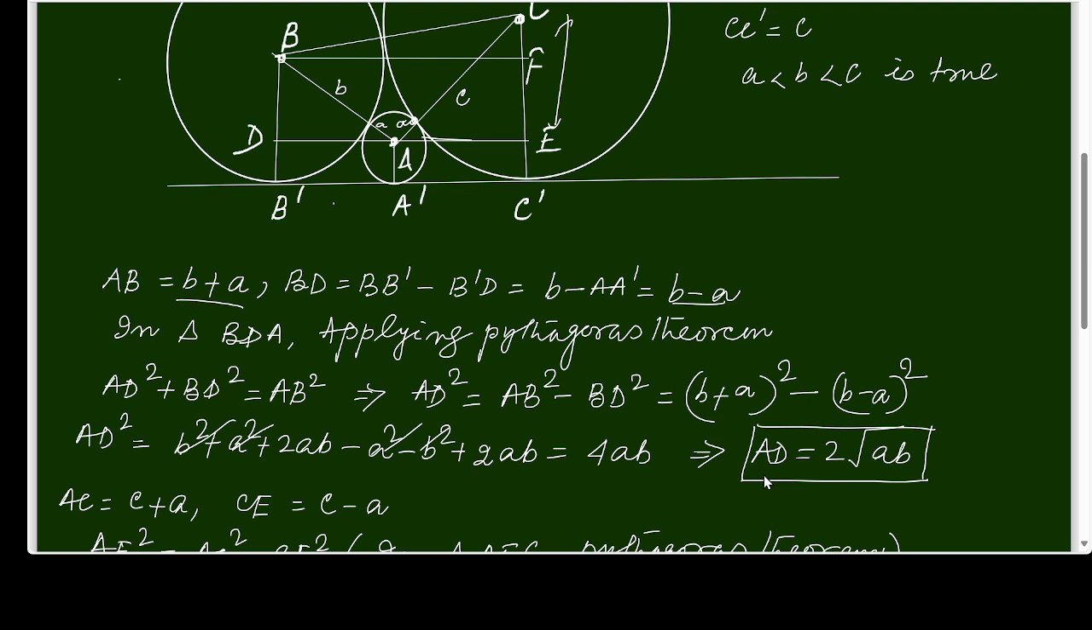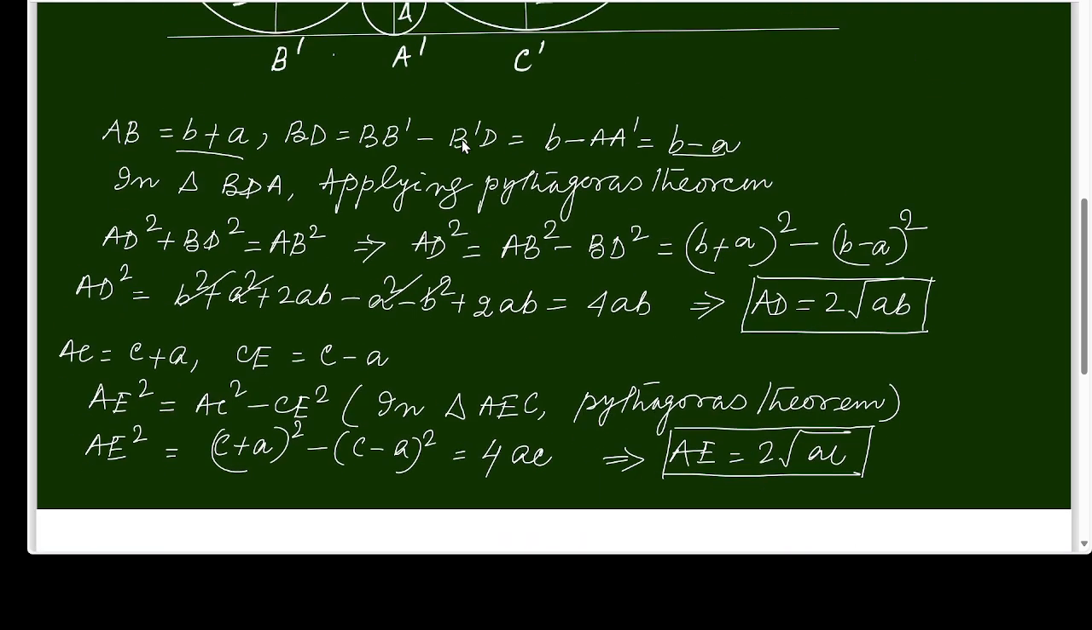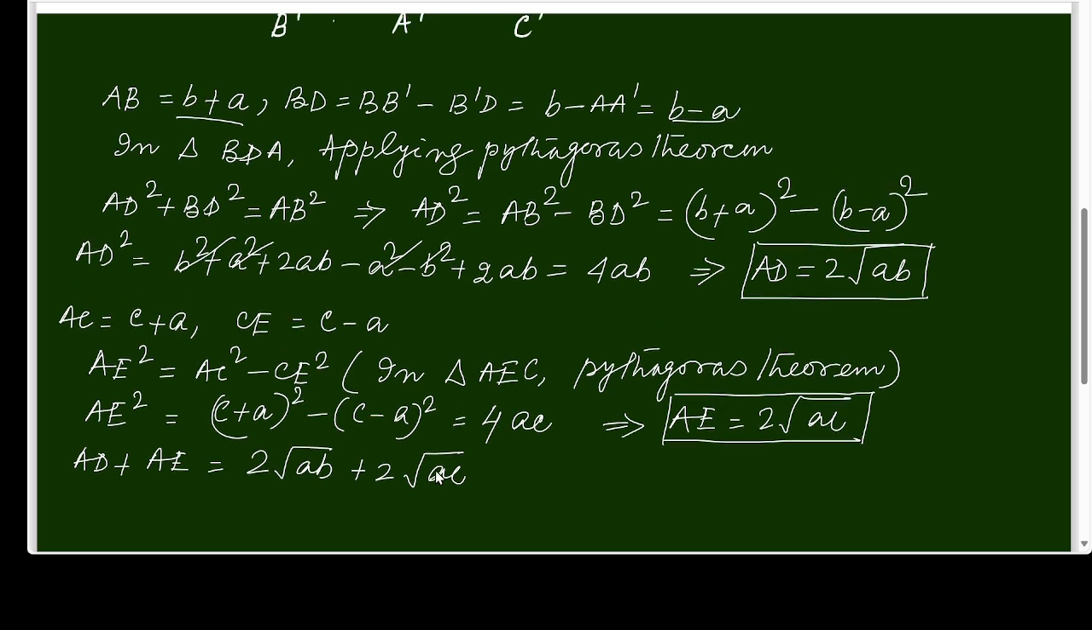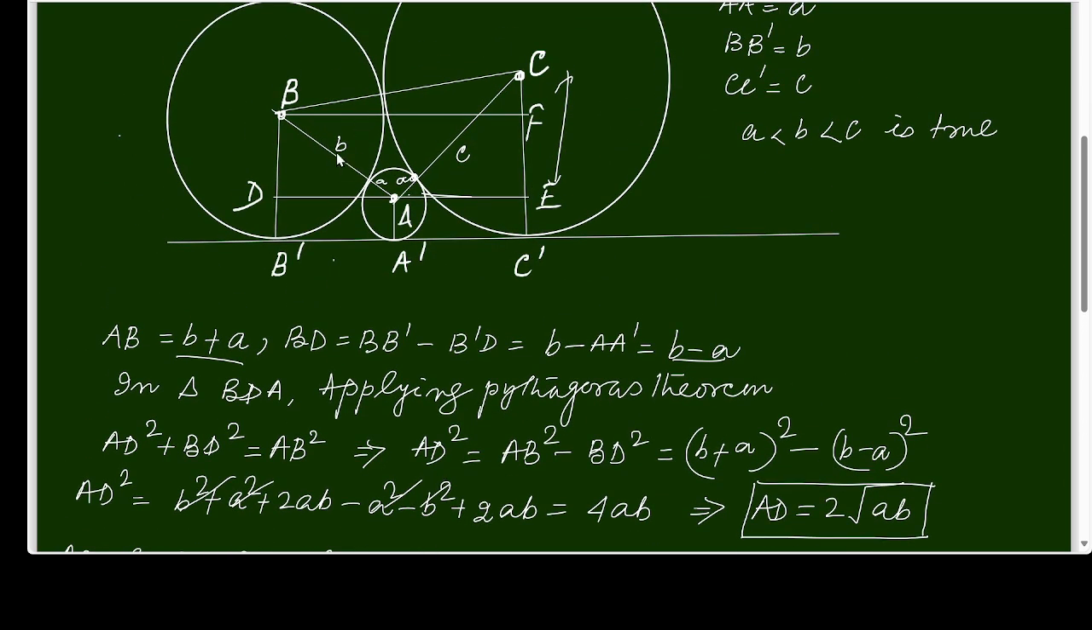Now AD plus AE equals 2 root over ab plus 2 root over ac. What is AD plus AE? AD plus AE is nothing but your DE, which equals BF. Now we'll go to this triangle to find the BF.